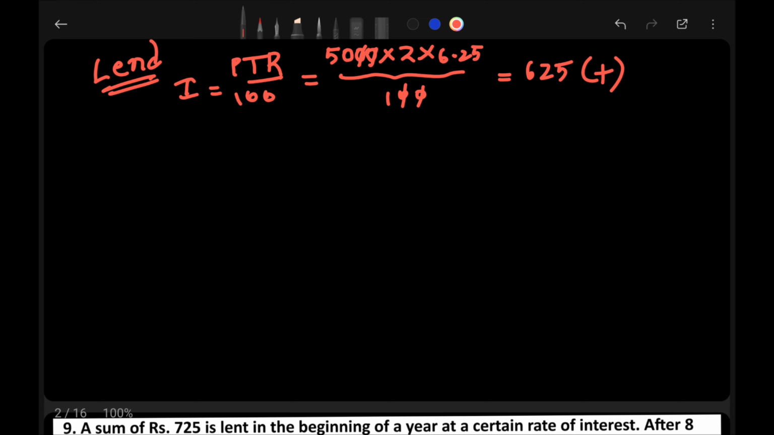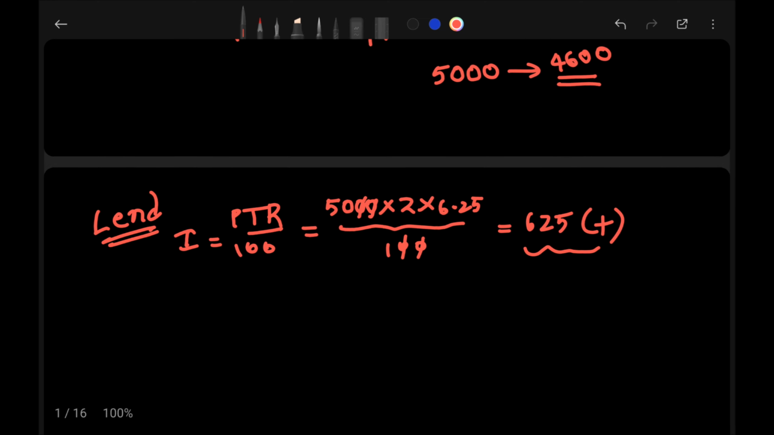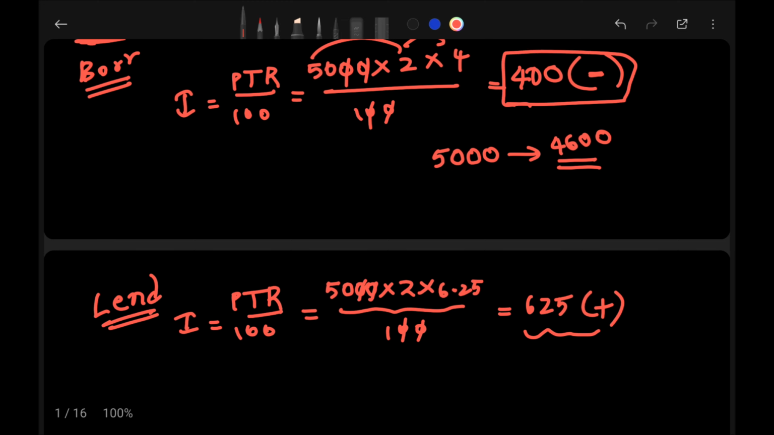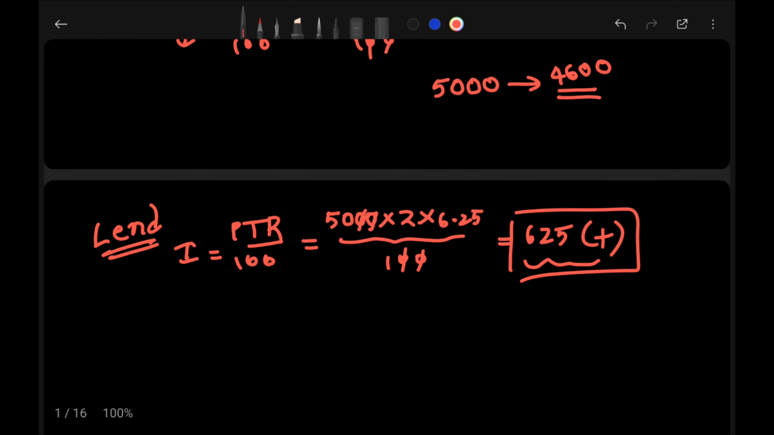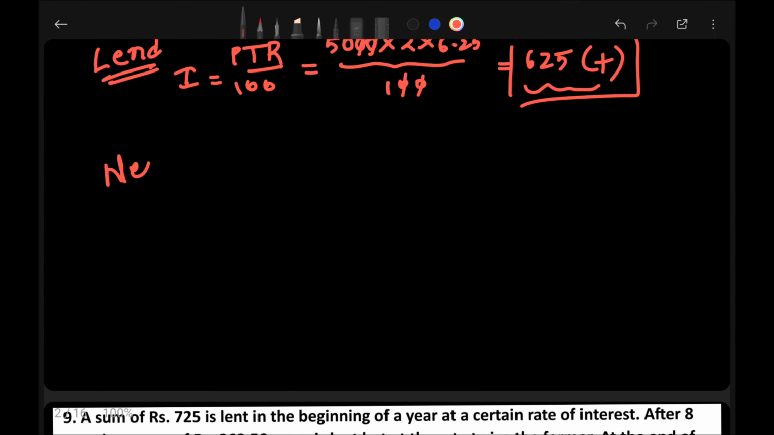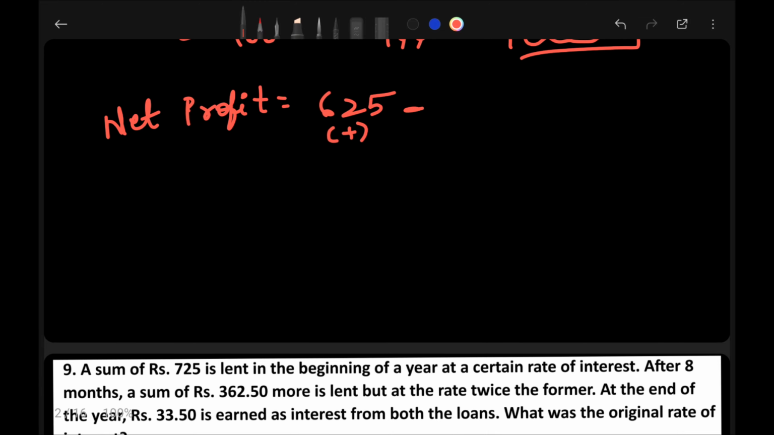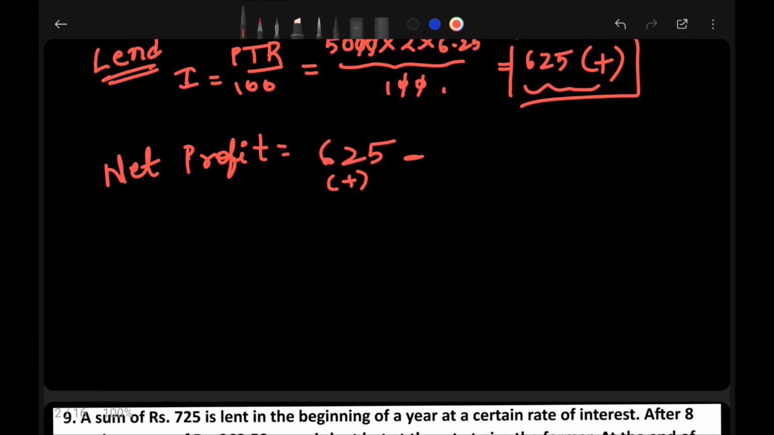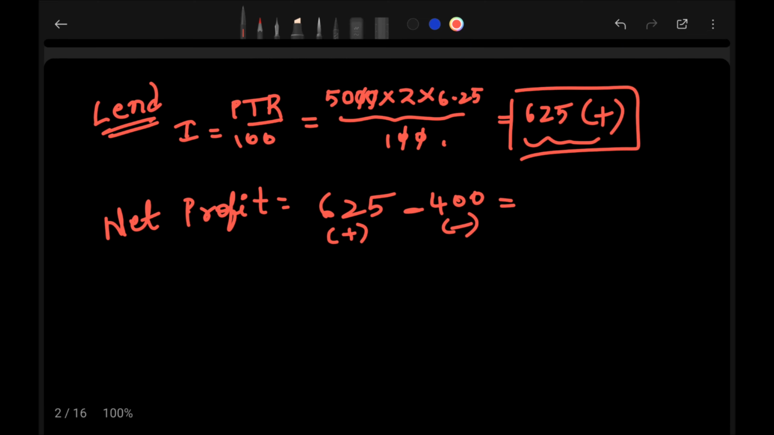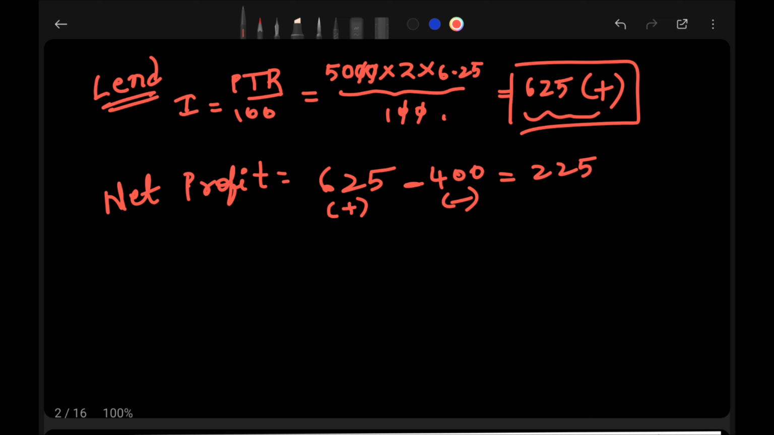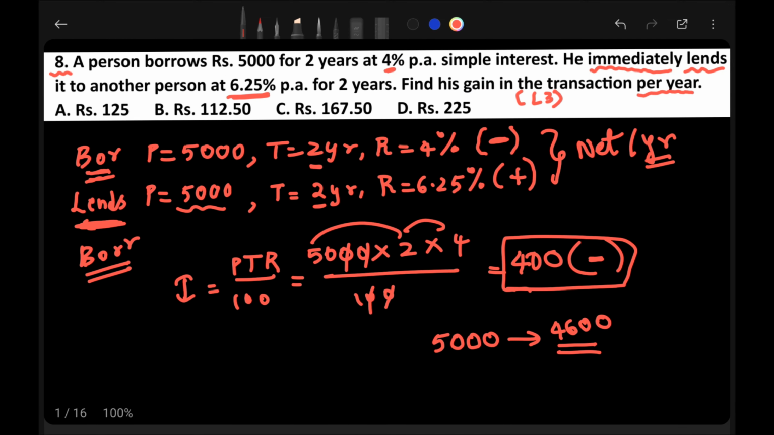Profit: he got 625 but lost 400. Now, what is his net? Net profit is equal to 625 minus how much he lost by borrowing from someone, 400. He lost 400 rupees. So this gives me 225. Is 225 in the options? Yes, it is A.